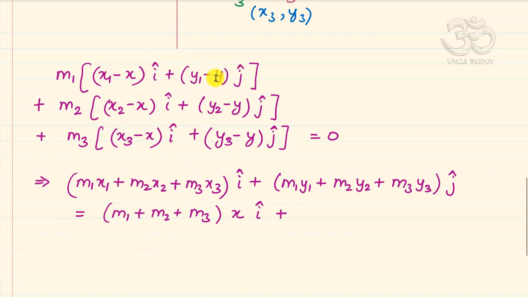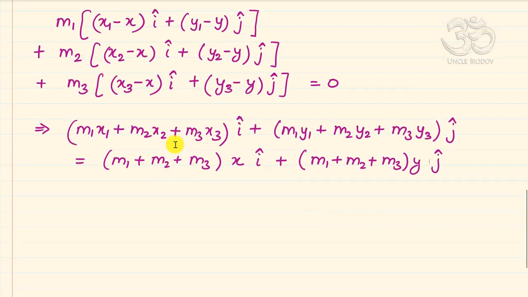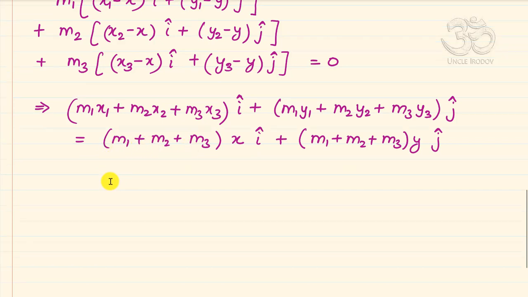and similarly you can take the y terms also. So you will have a y term, minus m1 y from the first term, and then minus m2 y from the second one, minus m3 y from the third one, and all of them go to the right hand side and they will become m1 plus m2 plus m3 times y j cap. Then you can just compare these two equations, and you will see that x will turn out to be m1 x1 plus m2 x2 plus m3 x3 by m1 plus m2 plus m3.